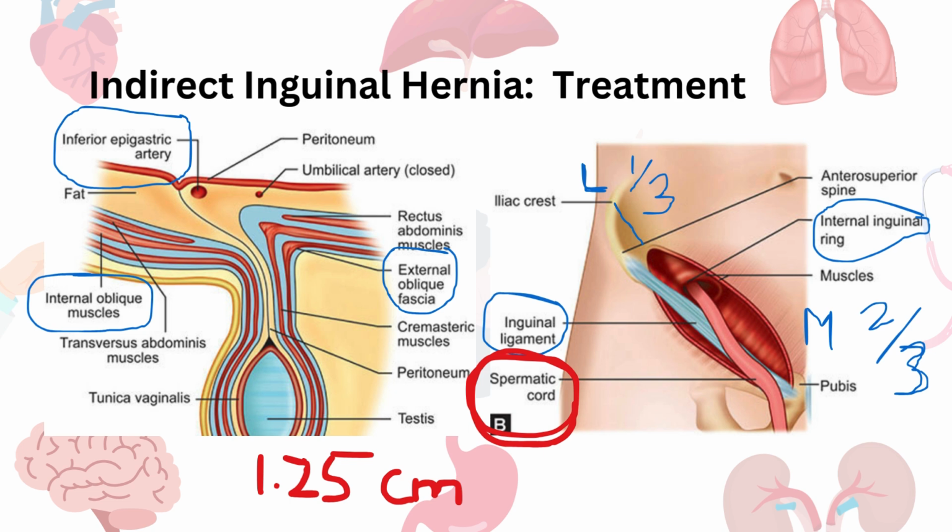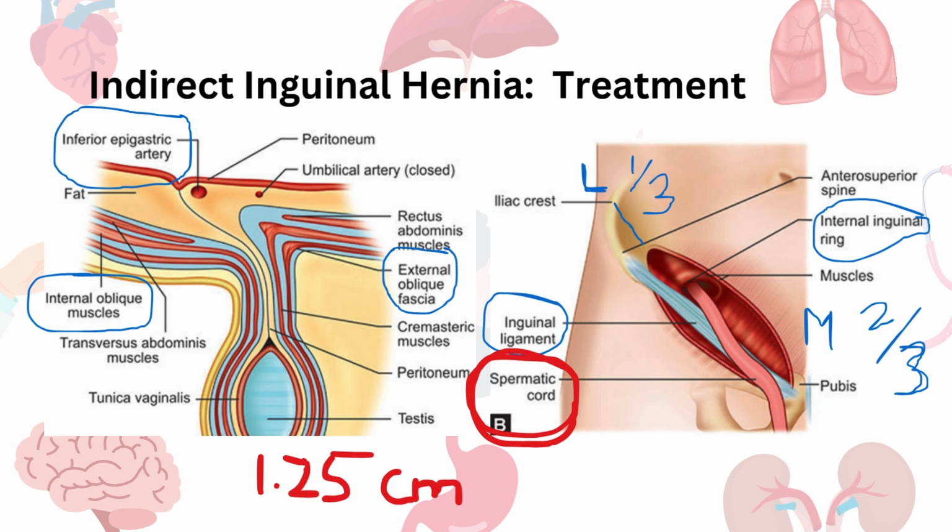You will slit along the fibers of the outermost muscle of the abdominal wall, which is the external oblique muscle, till where? Till the superficial inguinal ring. You will identify the ilioinguinal nerve and preserve it. It's very important because it's supplying all the structures in the iliac region, in the inguinal region.